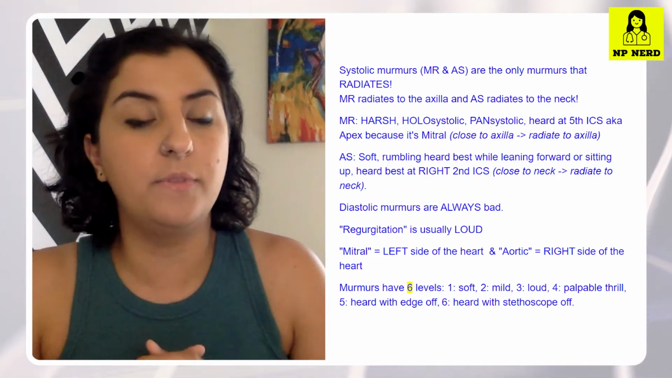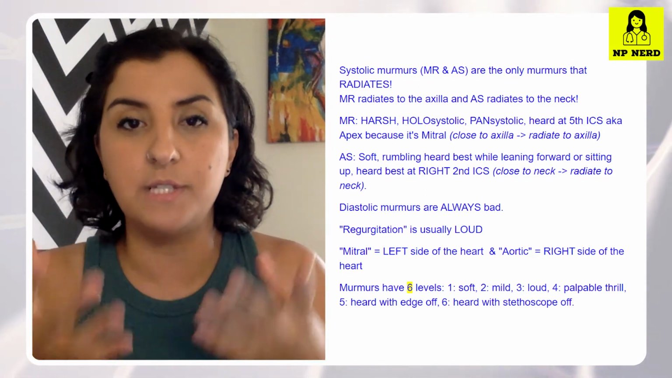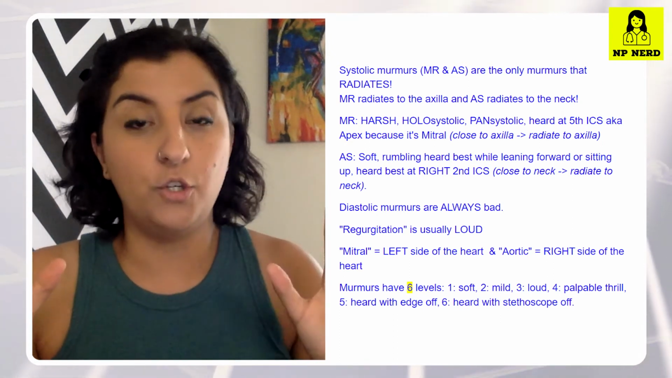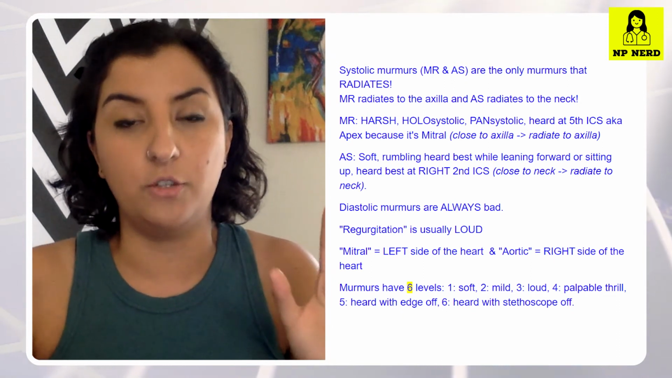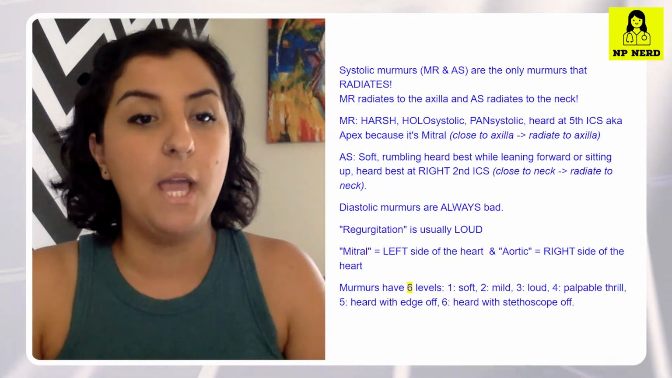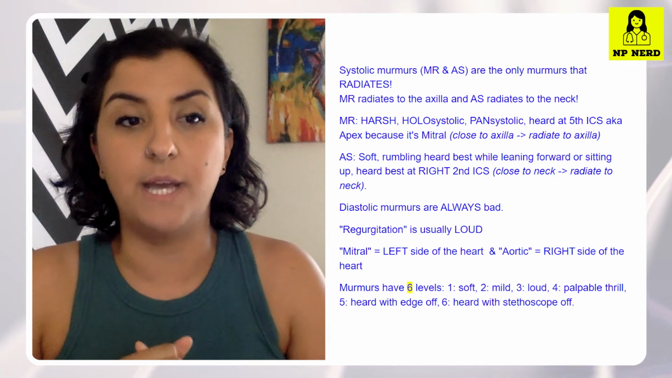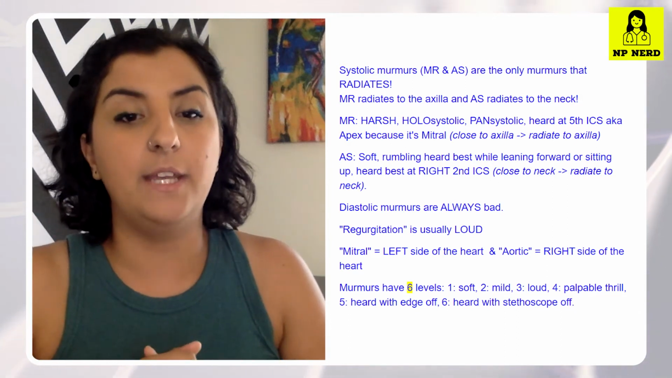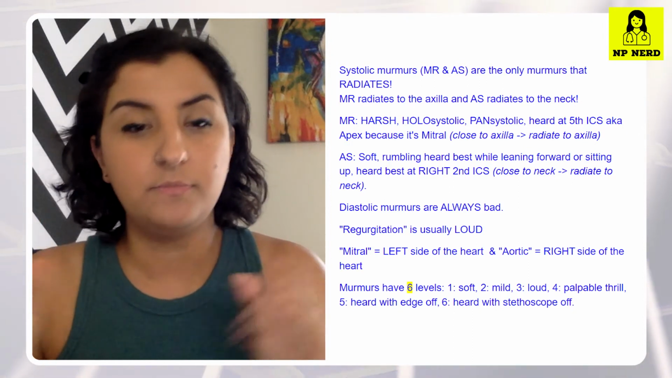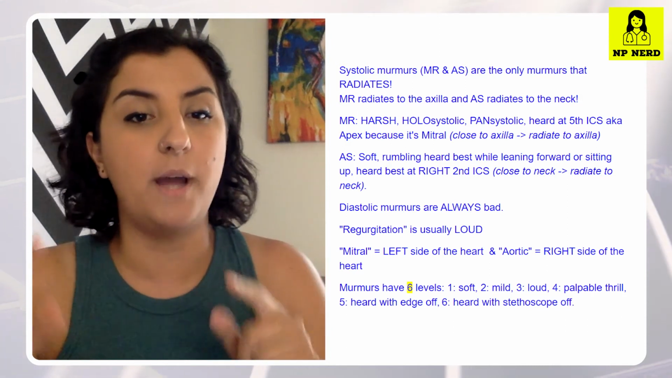So now the last section here is about the murmurs having different levels. They're going to tell you what level this murmur is. For example, this murmur was heard with the stethoscope off. The stethoscope is not even on the patient, and you can hear this murmur. So this is 6, okay? This is the loudest. The second one is you can hear it with the edge of the stethoscope. That's level 5. And then when they say the word palpable thrill, that's your level 4. And then 1, 2, and 3 goes like this: soft, mild, and loud.